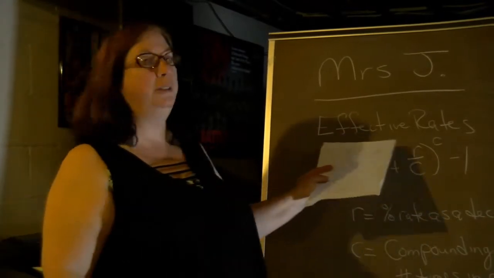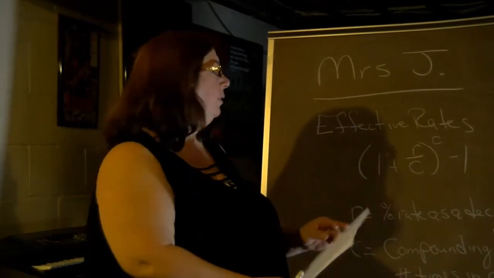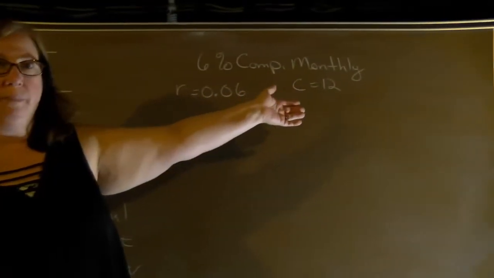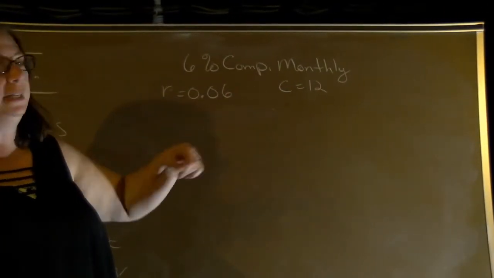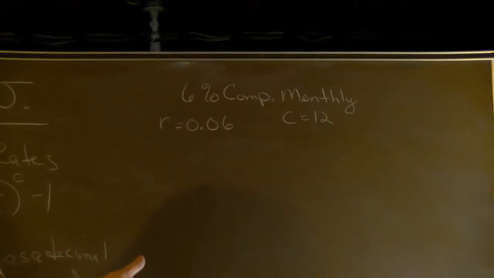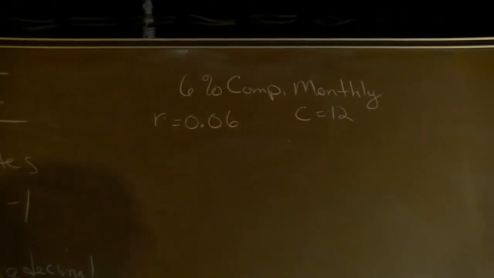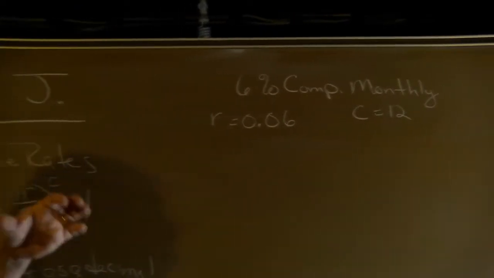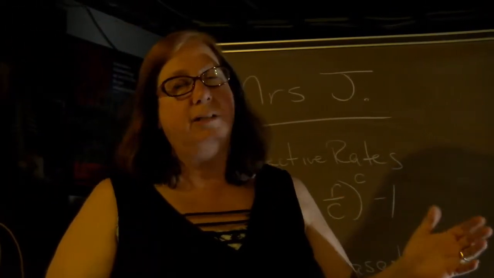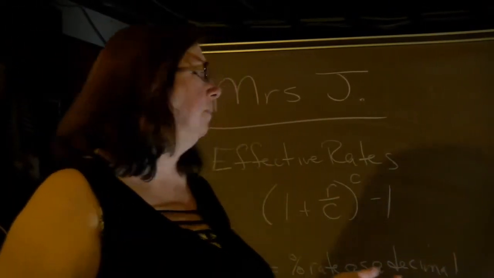So today we're going to talk about effective rates. Effective rates, when you have, say like this one, 6% compounded monthly, that 6% is your interest rate each month, but a lot of times you want to know how much that'll be in a year. Because when you go to buy things or you're getting a savings account, it can tell you how much you're making in a year rather than 6% per month. Because it's not much difference, but it is a difference.